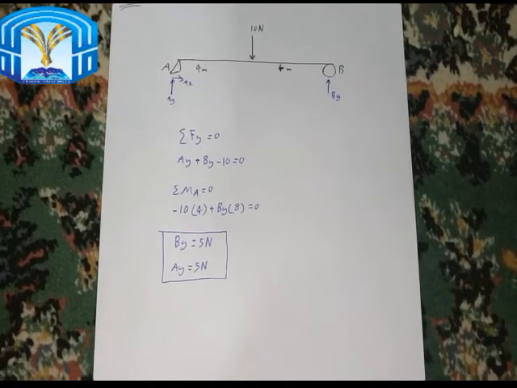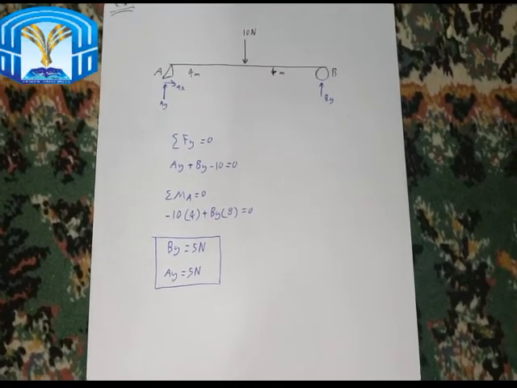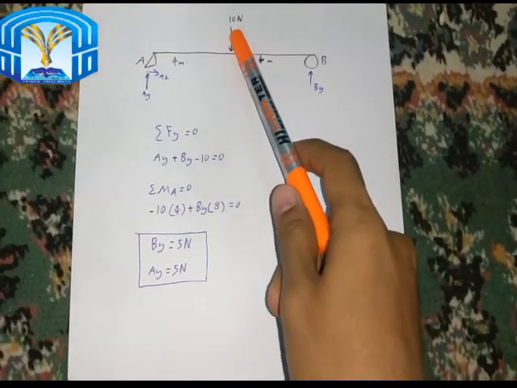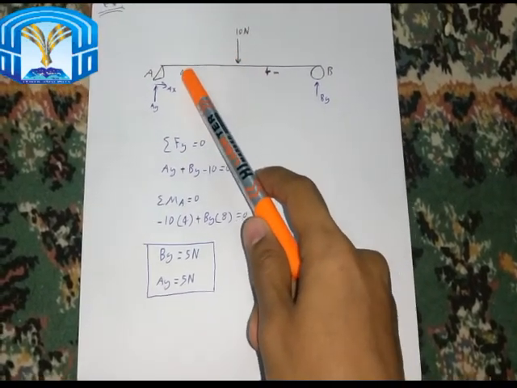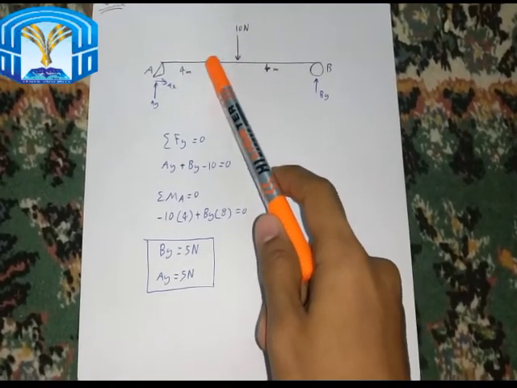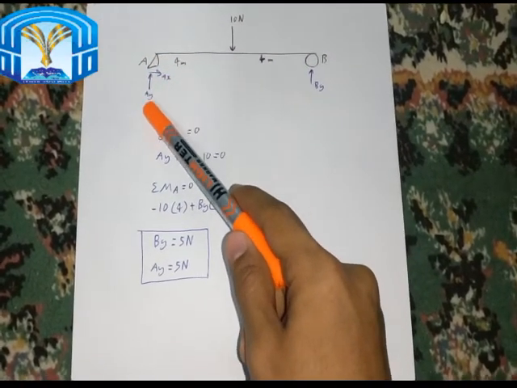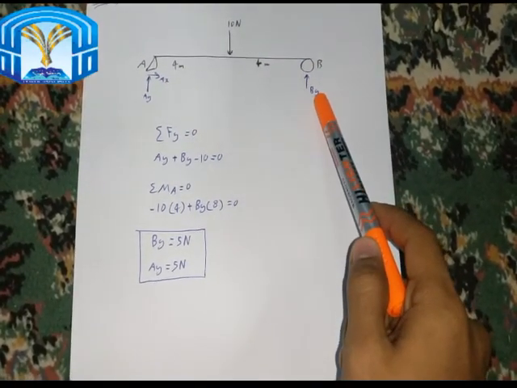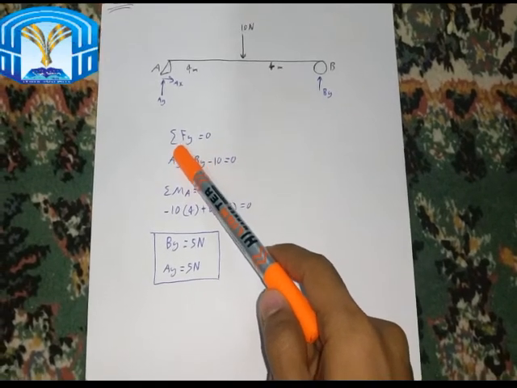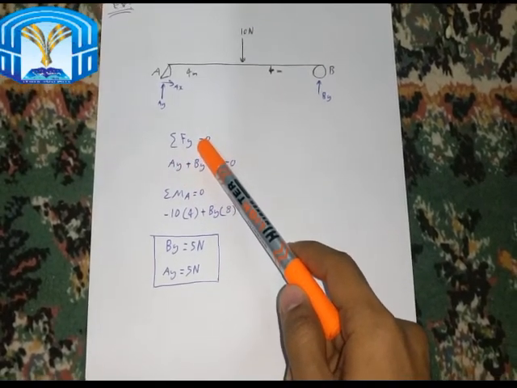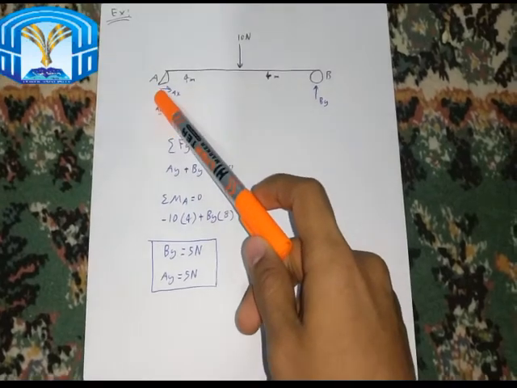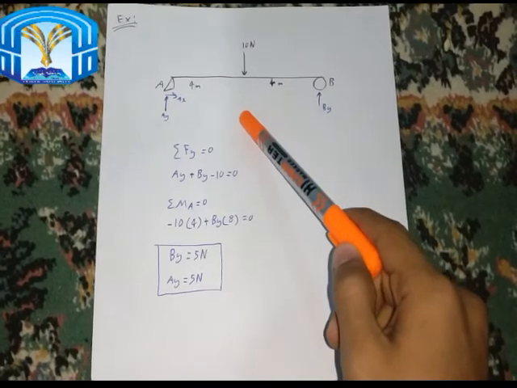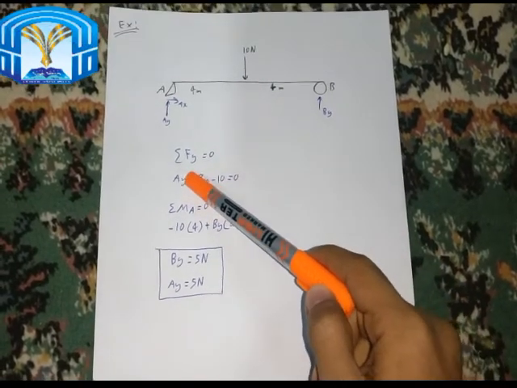This is an example about concentrated force. So there is a beam and one force is 10 and the distance is 8. So this is a pin, it has AY and AX, and this roller just has BY. So we find the reaction. Summation of y equals 0. So there is AY in the up plus BY and minus 10 because it is in the down, equals 0.